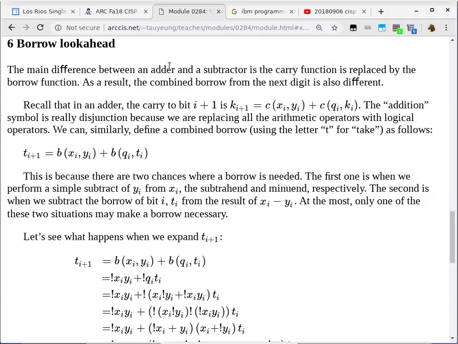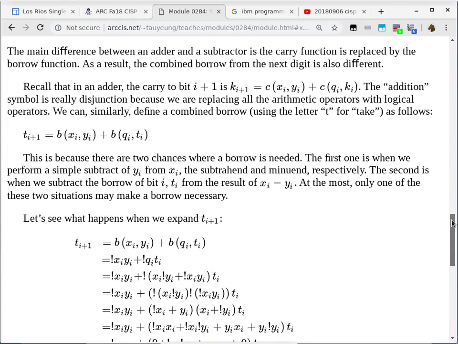If they cannot be both 1s at the same time, that means we can just get rid of the arithmetic addition and substitute it with a logical OR, and now we have the same scenario as a carry. That's how we solve the problem with a carry, by removing the addition and replacing it with a disjunction. Cool.